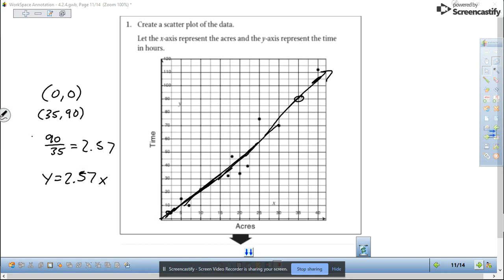I will show you in another video, which I'll add later, because I want you to have to do some of them by hand first. I will show you a way that we can actually calculate the best fit equation using your calculator. So stay tuned for that.